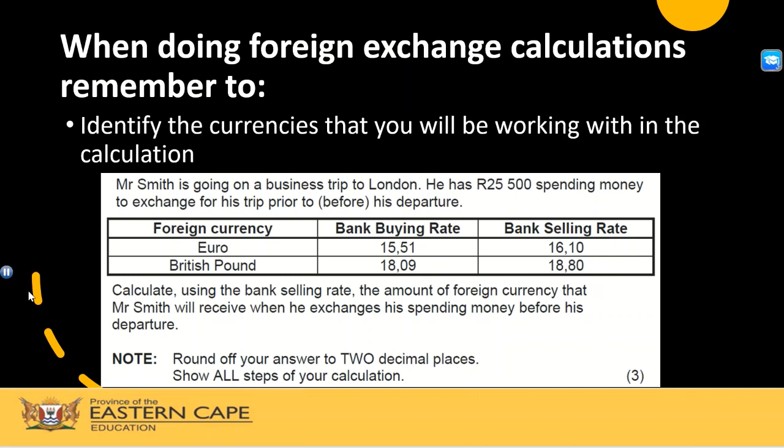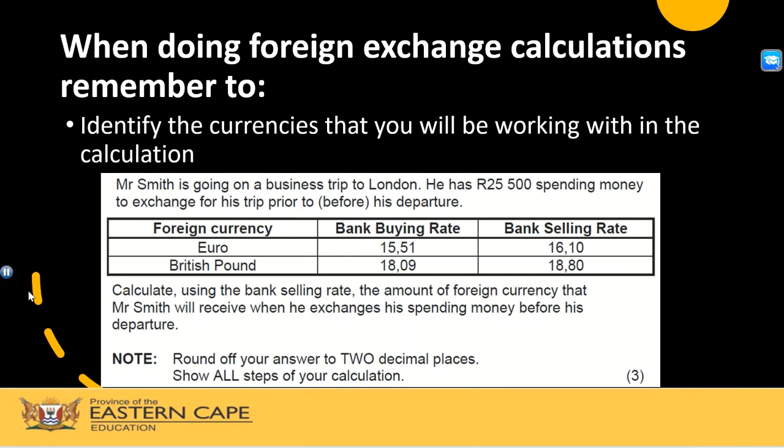So now you have this question in front of you that says, Mr. Smith is going on a business trip to London. He has 25,500 rand spending money to exchange for his trip before his departure. Take a look at the currency rate sheet given to you. On the slide, you will see that you are given two foreign currencies. The first is the euro, the second is the British pound. And you are also given the bank buying rate and the bank selling rate.